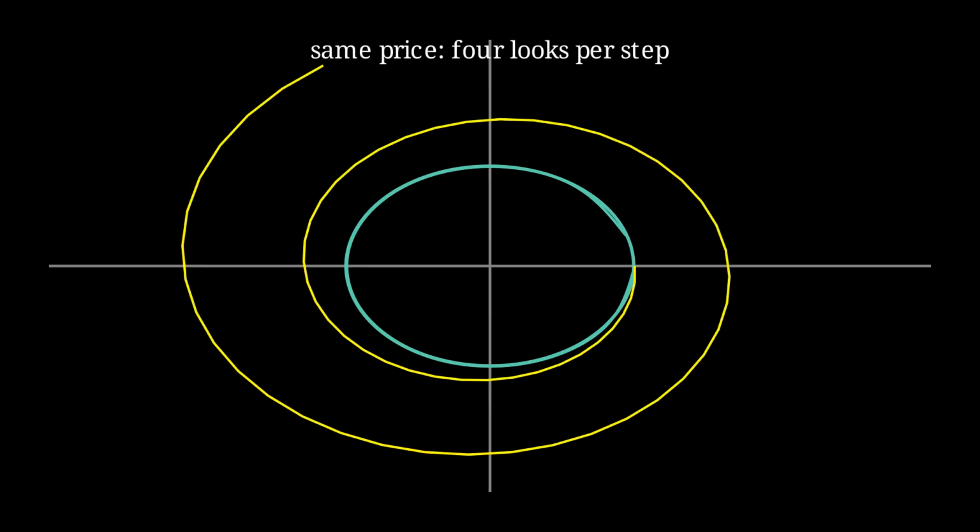4 glances per step sounds expensive. Here is the fair comparison. Give Euler 4 steps, each a quarter of the size, so both methods ask the equation 4 times. Same price, Euler still spirals, Runge-Kutta hugs the loop. Being clever about where you look beats simply looking more often.